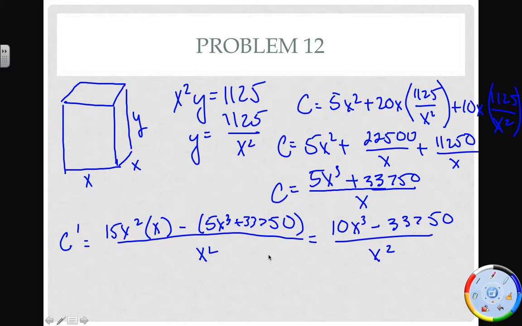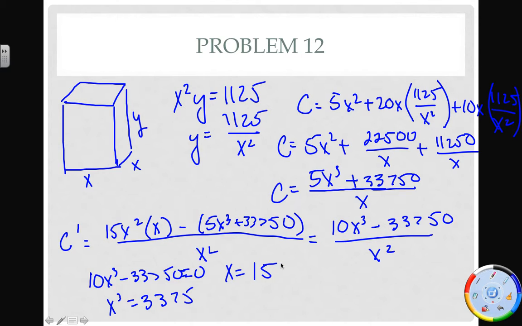If I want to know when this thing is equal to 0, I'm going to set the numerator equal to 0, so I get 10x cubed minus 3375 with a 0 on there equals 0. I get x cubed equals 3375. And the cube root of that, I get x equals to, let's see, what did I get here? 15.